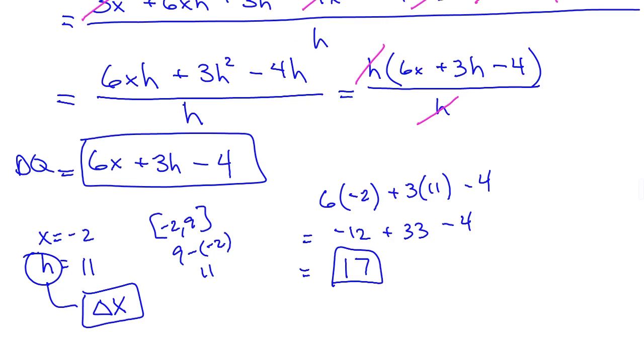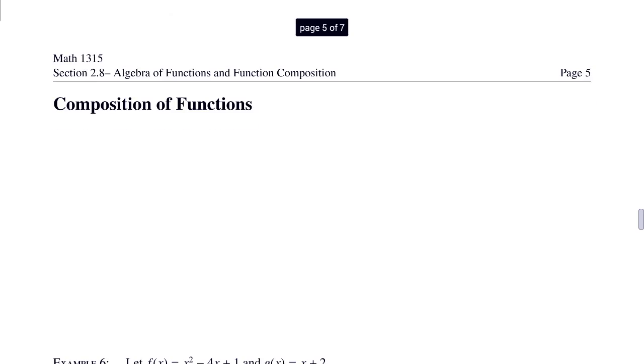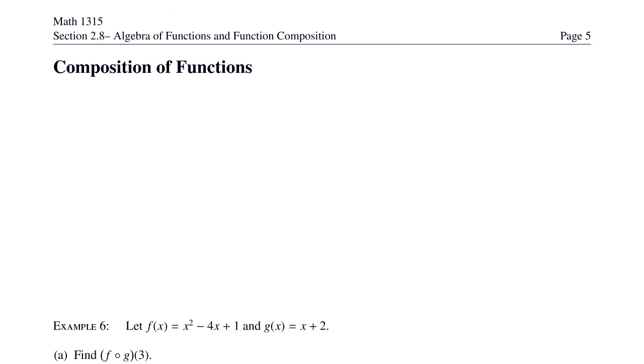All right, let's look at composition of functions. In addition to there being the 4 arithmetic operations on functions, adding, subtracting, multiplying, and dividing, boom, there's a 5th operation. And that operation is called composition. Composition is when you take the output of one function and you use that as the input of another function.